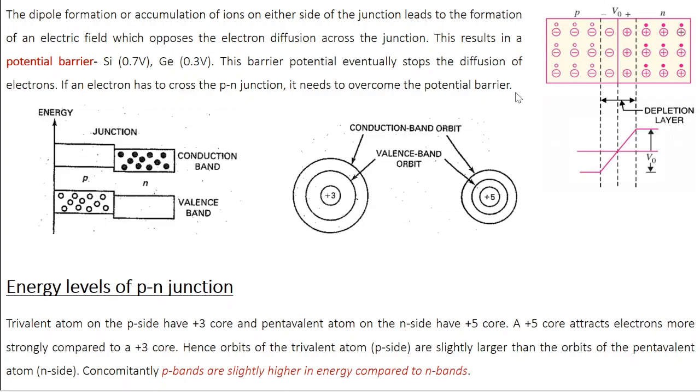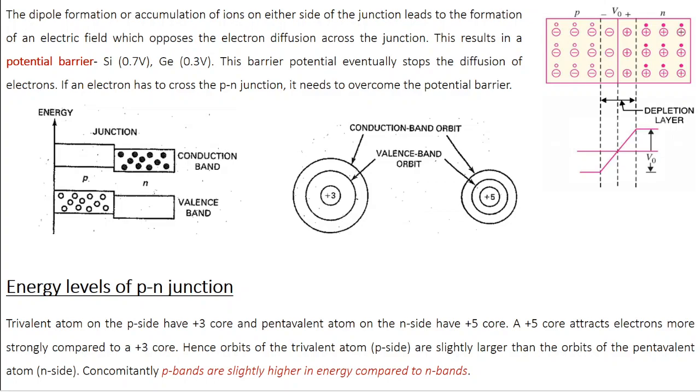Previously the electron was able to freely diffuse across the junction, but once the depletion region is formed, once the potential barrier is set up, you need to provide extra energy to overcome the potential barrier in order to facilitate the charge diffusion. So that's the story of the p-n junction.